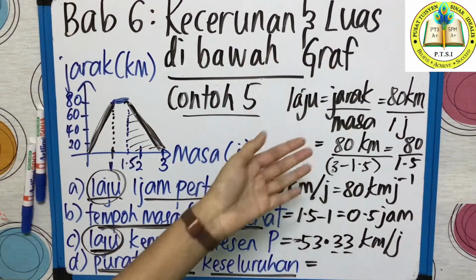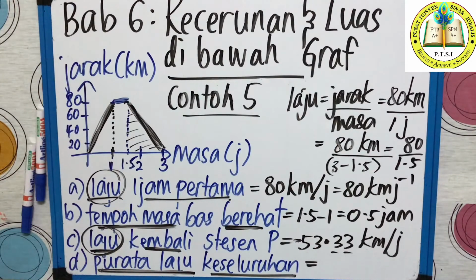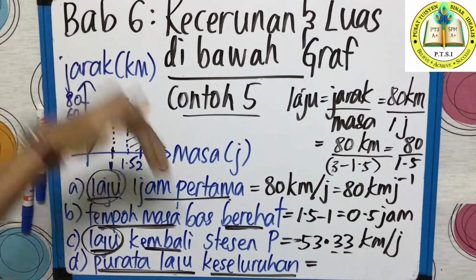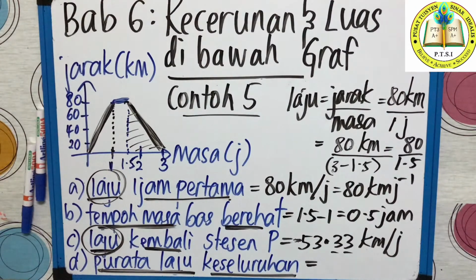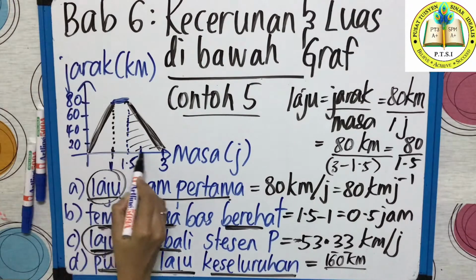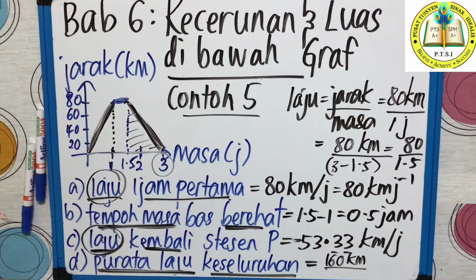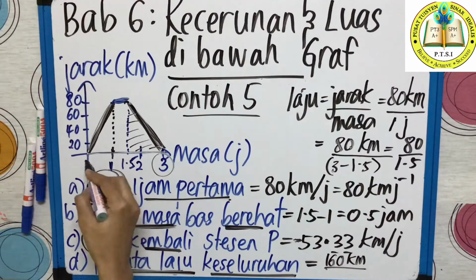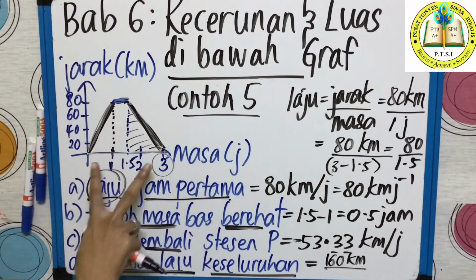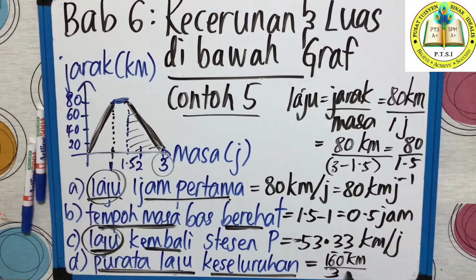Still the same jarak bahagi masa, but purata laju is jumlah jarak bahagi jumlah masa. Okay, berapa jumlah jarak? Pergi 80, berpatah balik 80. So berapa jumlah jarak? 160 km. Over 160 km. Bukan pergi 80, balik 80, 160 km. Kemudian bahagi masa. How much is the total time? 3 jam. Don't tell 6 jam because pergi balik all that is 3 jam. So 3 teacher put jam.